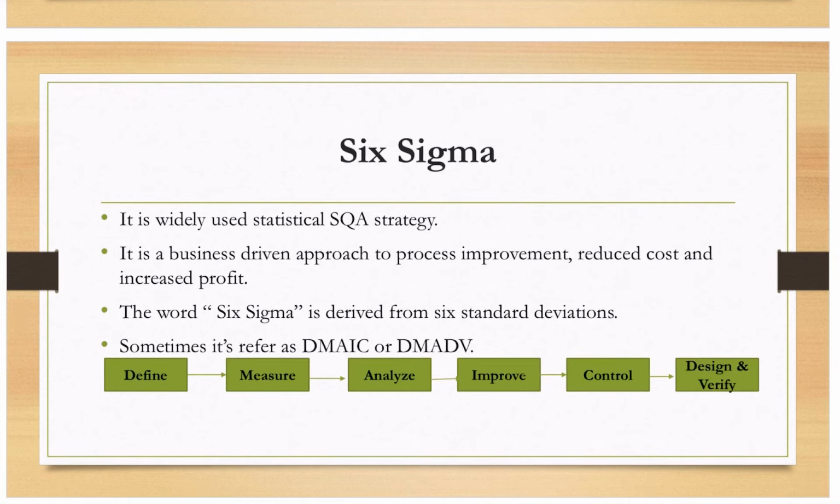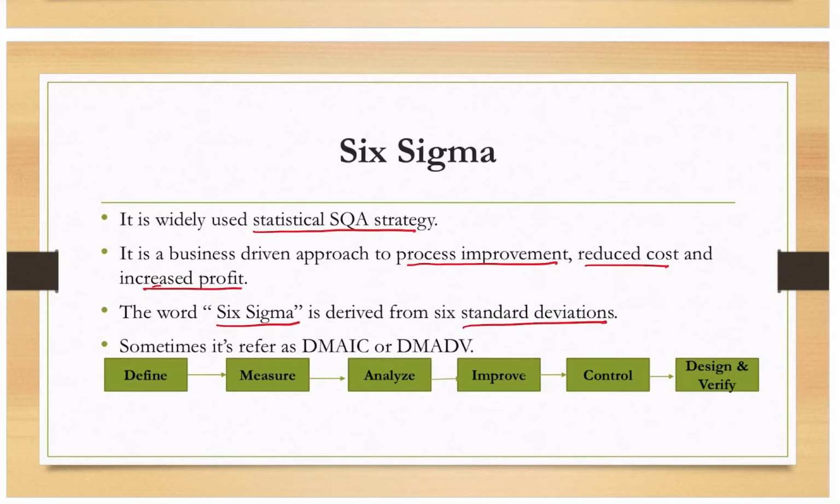Six Sigma is widely used as a statistical SQA strategy, right? It is a business driven approach to process improvement, reduced cost and increased profit. For this purpose, we can use Six Sigma. Now, the word Six Sigma is derived from 6 standard deviations.